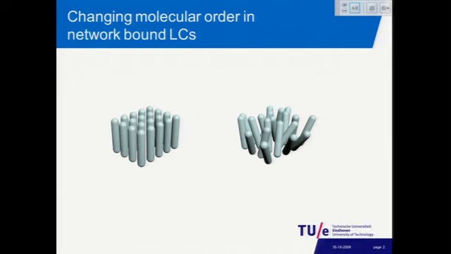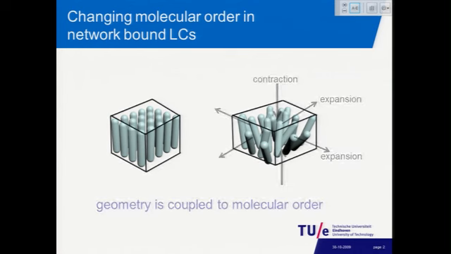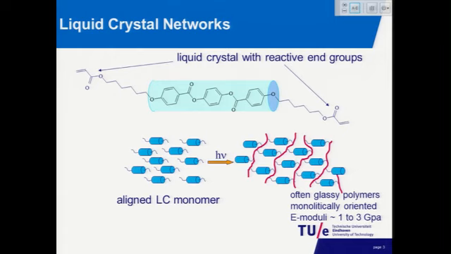Well, at this moment this should look familiar to you. If you have an ordered system, for instance a liquid crystalline system, and you bring the system to a state where it is somewhat less ordered, you bring some disorder in the system, then you might see changes in the geometry. And the geometry is therefore coupled to the molecular order. So in this particular case, like the matches in the matchbox, if you bring them into a more random state, you will have contraction in this direction, and you will have expansion in the two other directions.